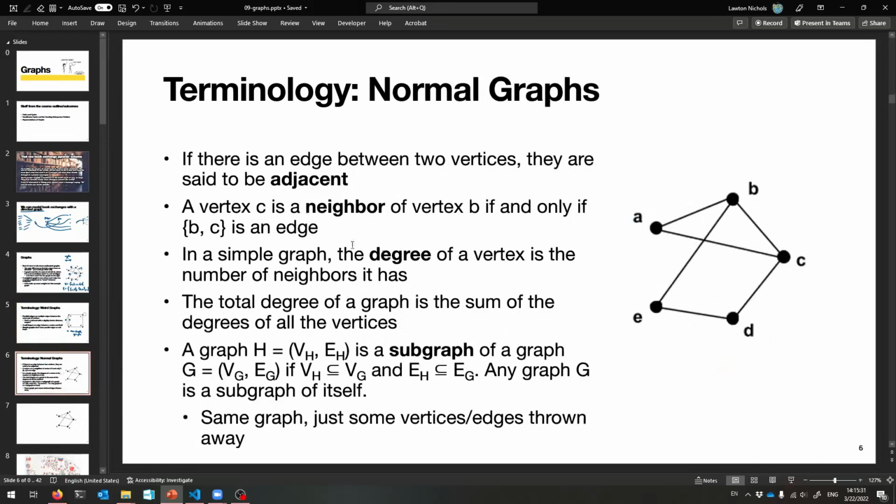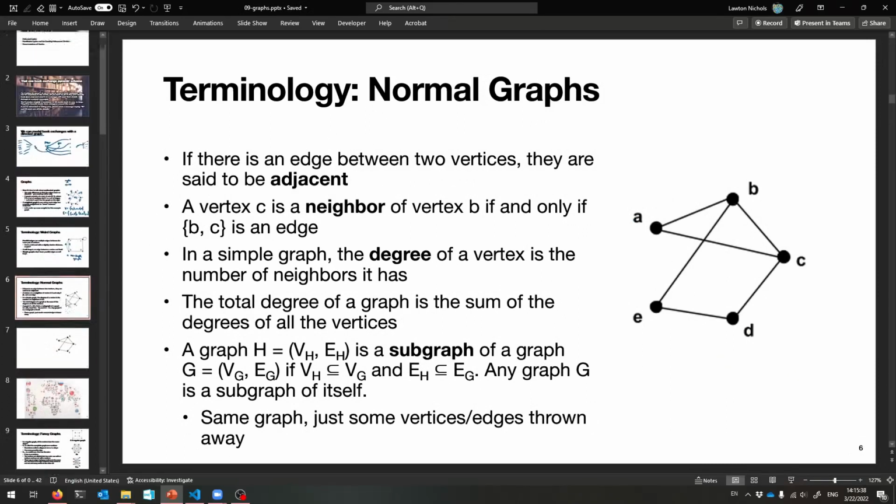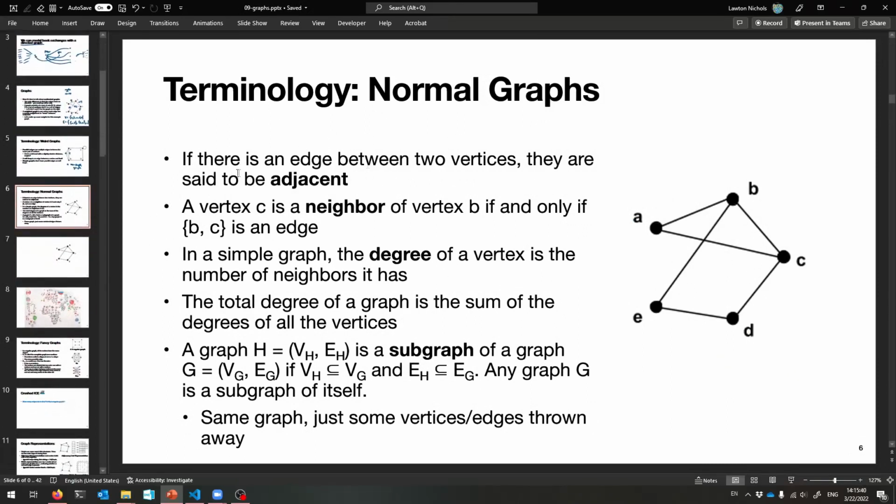Okay. So for regular looking graphs, let's have some more bold terms. There's a lot of terminology up front. This is a math class. You know that by now, right? So let's talk about all these new terms.